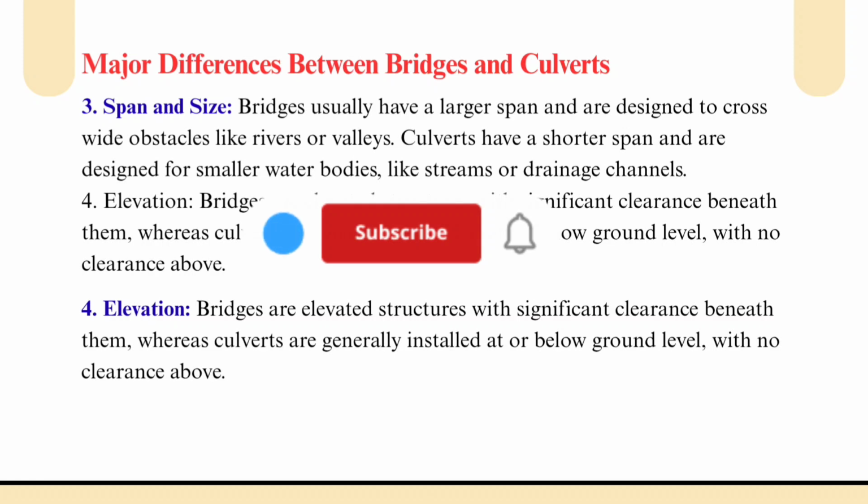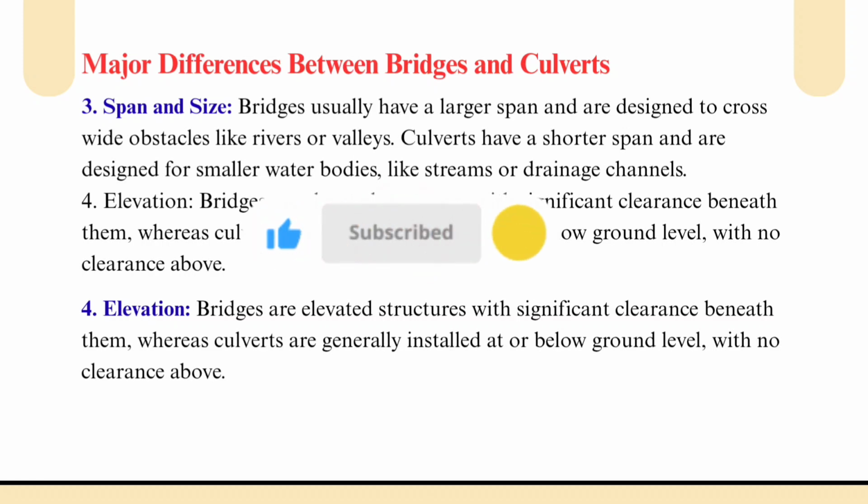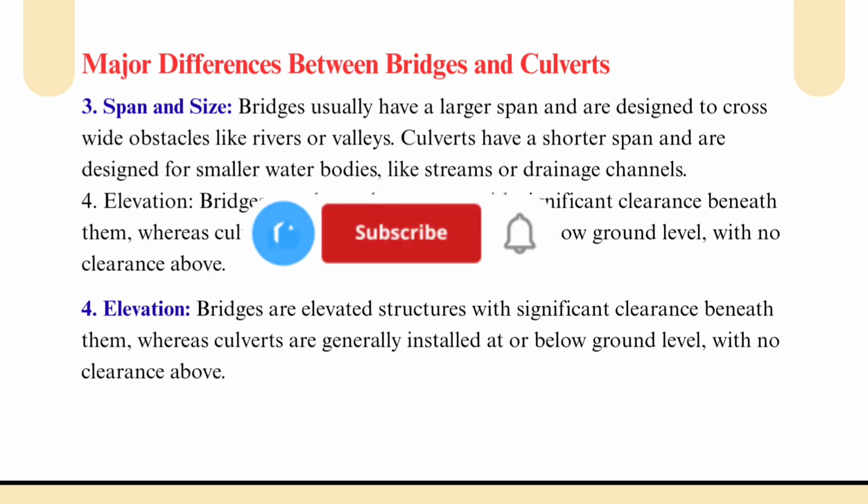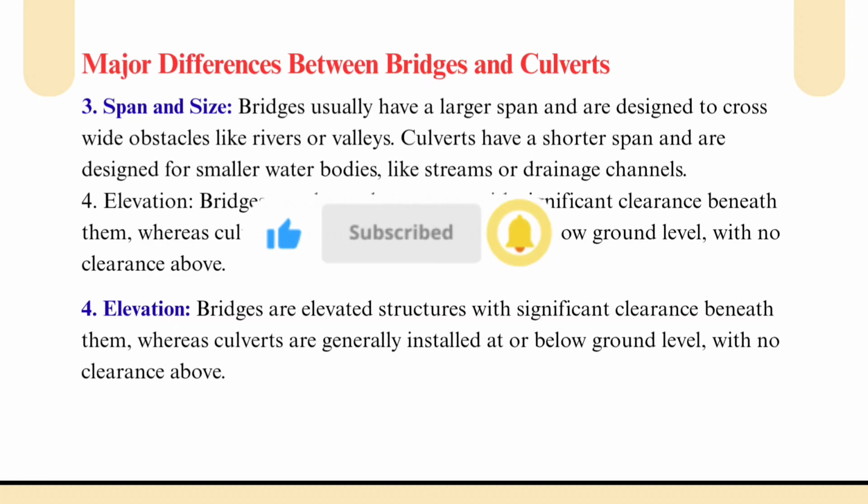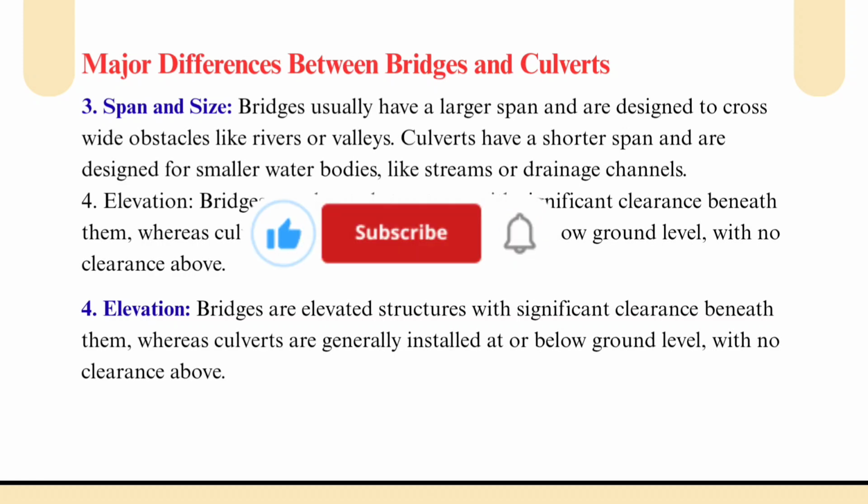Now the next difference regards span and size. Bridges usually have a large span and are designed to cross wide obstacles like rivers or valleys. But culverts have a shorter span and are designed for smaller water bodies like streams or drainage canals. Now the next point is elevation. Bridges are elevated structures with a significant clearance beneath them, whereas culverts are generally installed at or below ground level with no clearance above.